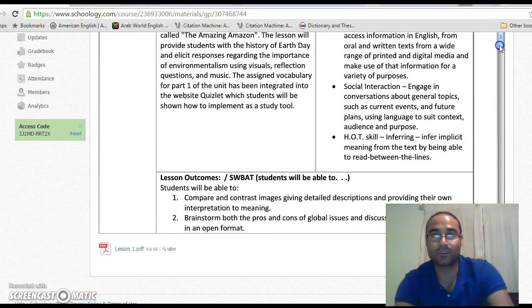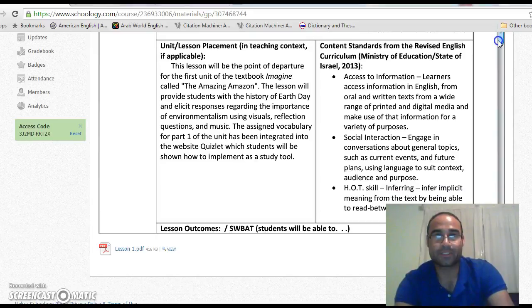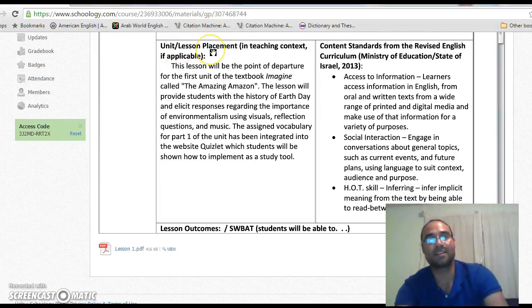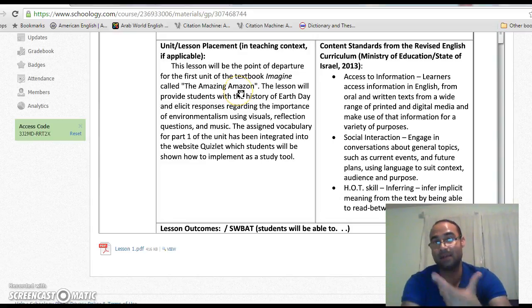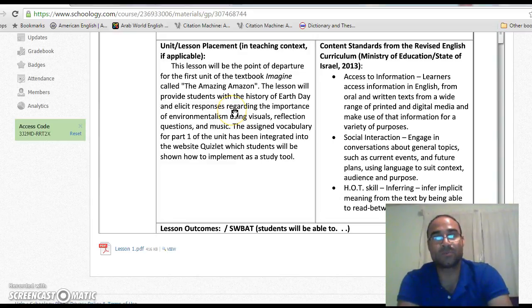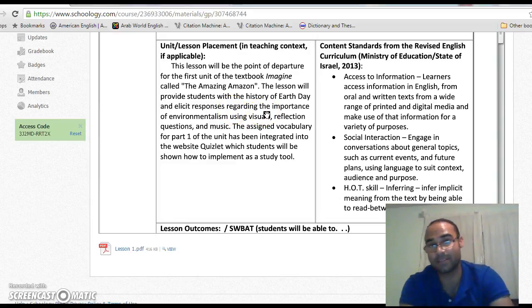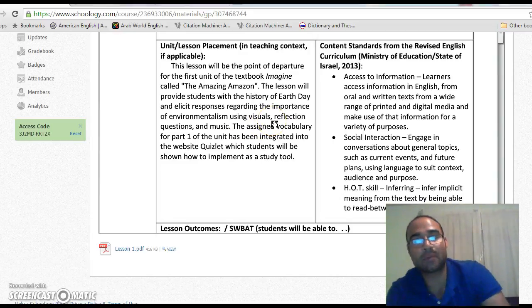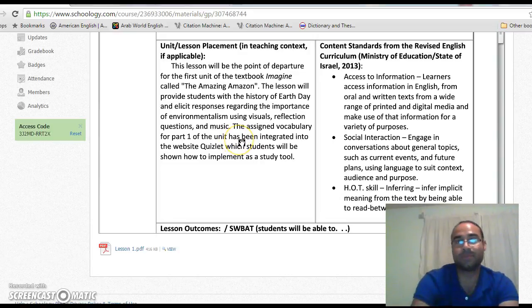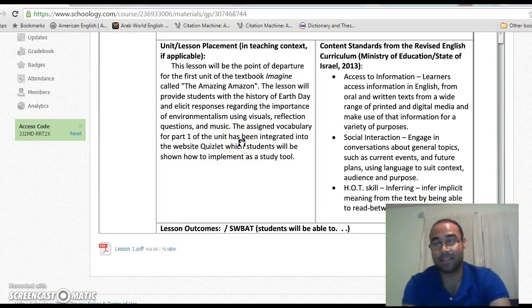So if we look over here, the unit lesson placement. This lesson will be the point of departure for the first unit of the textbook Imagine, called The Amazing Amazon. The lesson will provide students with the history of Earth Day and elicit responses regarding the importance of environmentalism using visuals, reflection questions, and music. The assigned vocabulary for part 1 of the unit has been integrated into the website Quizlet, which students will be shown how to implement as a study tool.